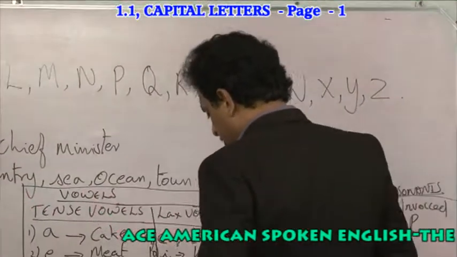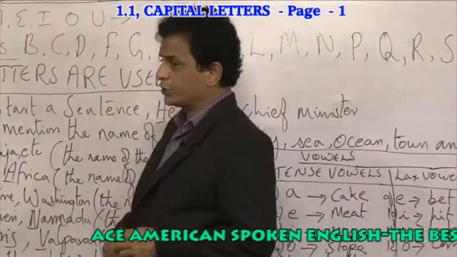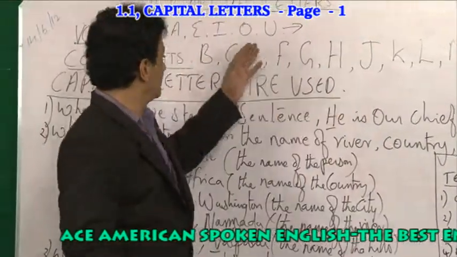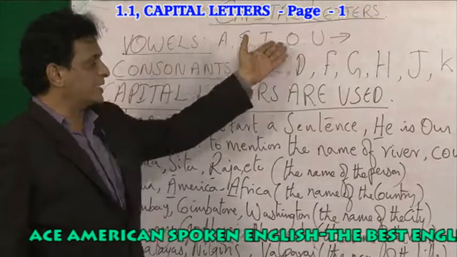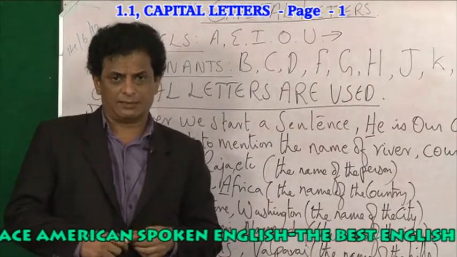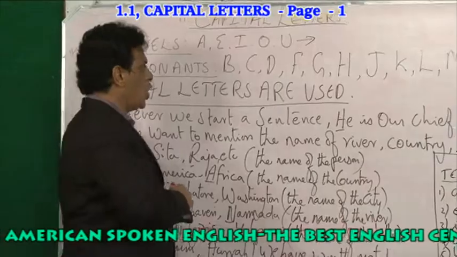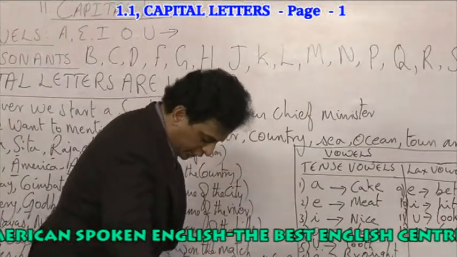This is the first page. Take your first page in your grammar book. It is the capital letters that are given here. Vowels, how many vowels are there? As everybody knows, 5 vowels are there: A, E, I, O, U. There is no word in English without a vowel.